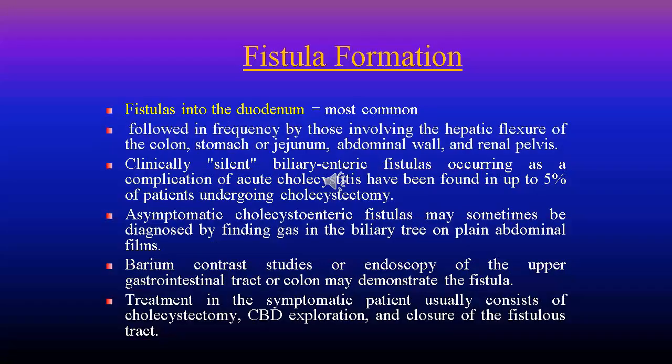One of the complications of acute cholecystitis is fistula formation, mostly between the gallbladder and duodenum, because the duodenum is attached to and related to the gallbladder. So, as we said before, when two hollow organs become inflamed, a fistula may develop, which causes a cholecystoduodenal fistula. In this patient, there may be no symptoms at all, which causes a silent bilioenteric fistula, and the patient is asymptomatic. How can we diagnose it?